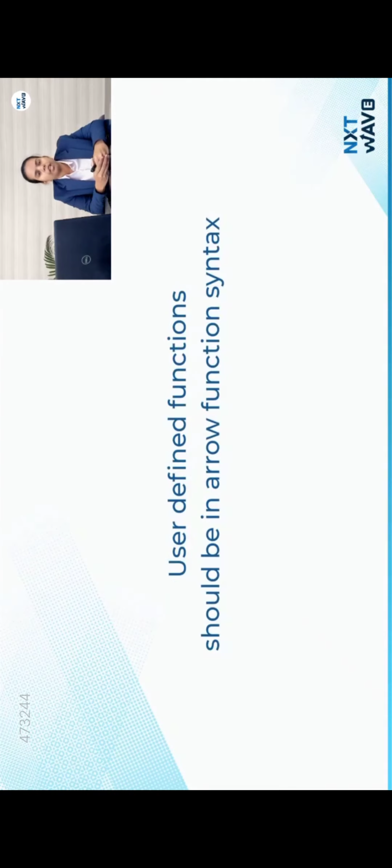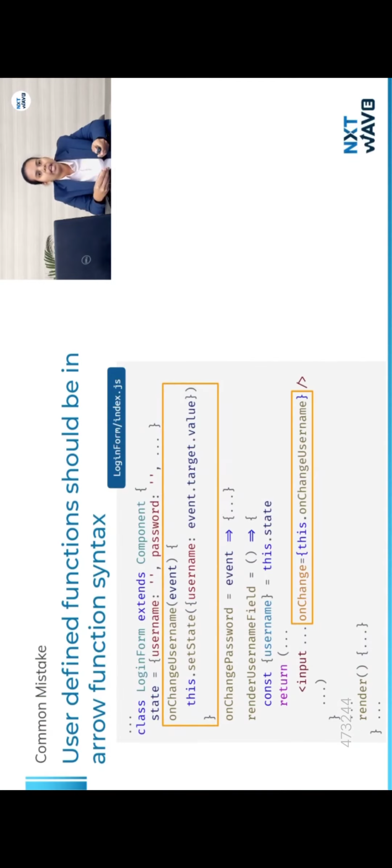Okay, so here the first one is when we are defining functions, when there are some user-defined functions, they have to be in arrow function syntax. Okay, if we write them, let's say, in a function definition syntax, then we will actually encounter an error. Let's understand why. So here you can see onChangeUsername is a function that we have defined, right? So it's a user defined function.